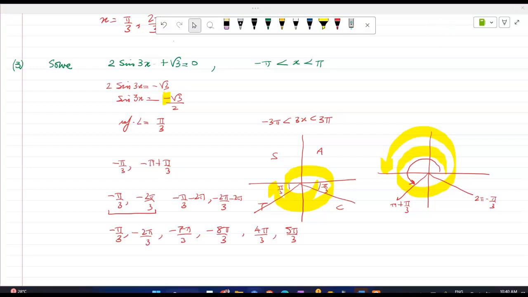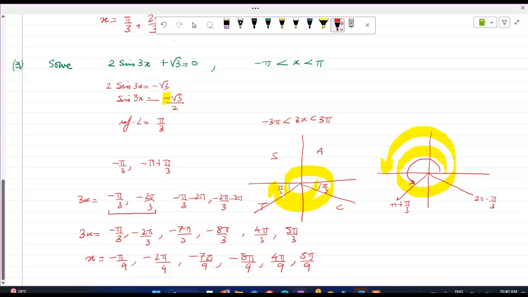So now this is your 3x. You're absolutely right. So this is 3x. So many solutions we got. So x would be minus pi by 9. You divide. Minus 2 pi by 3, 3s are 9, minus 7 pi by 9, minus 8 pi by 9, 4 pi by 9, and 5 pi by 9. So these will be all my solutions.